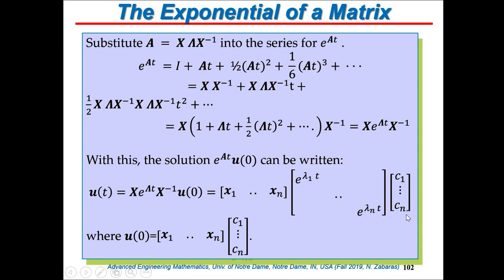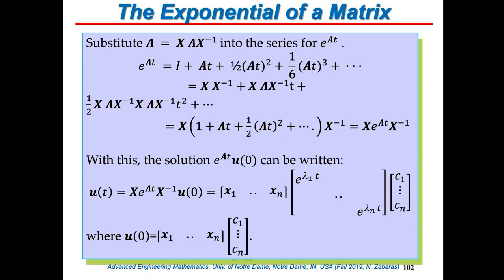There was no space here to write explicitly X inverse u0, but you remember the initial condition says that u0 is c1 x1 plus up to cn xn. So effectively, this is the X matrix, so these coefficients c are X inverse times u0. So X inverse times u0 are the coefficients c defined by the initial condition for my problem.